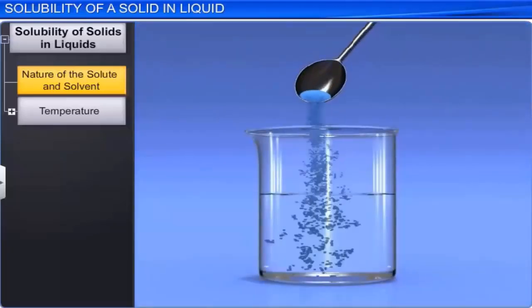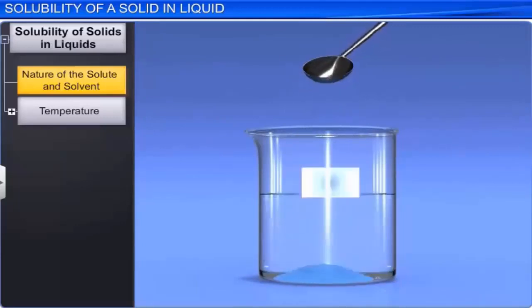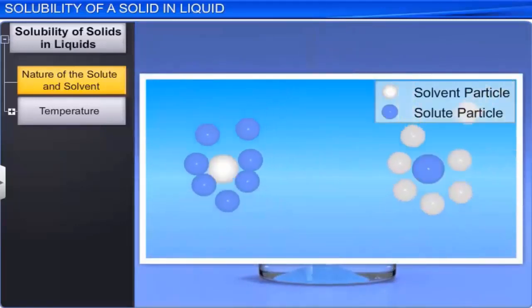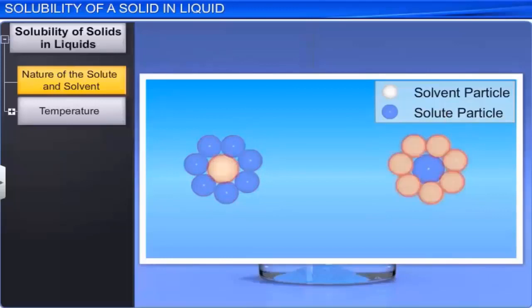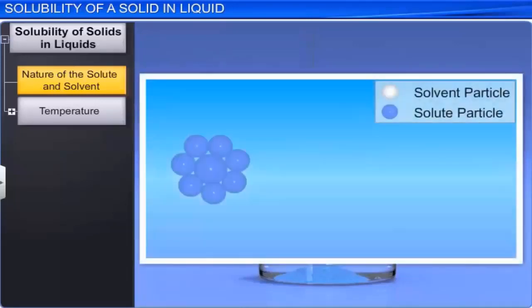The solubility of ionic compounds is the result of the strong electrostatic interaction between the ions of the solute and the polar molecules of the solvent. The solubility of non-polar solutes is the result of similar solute-solute, solute-solvent, and solvent-solvent interactions.